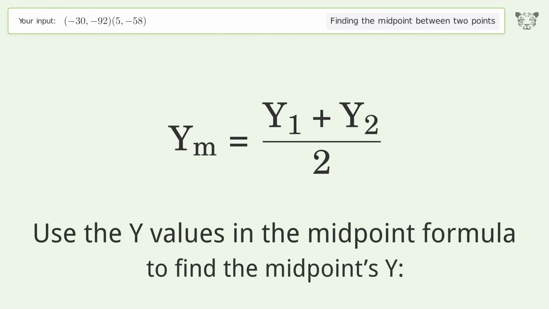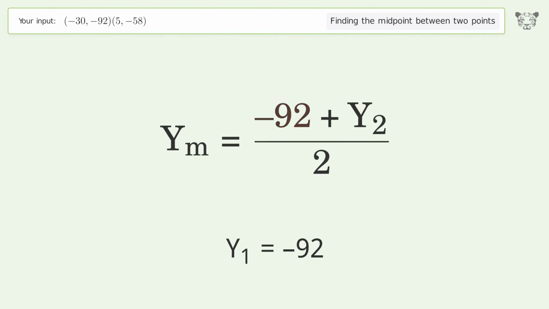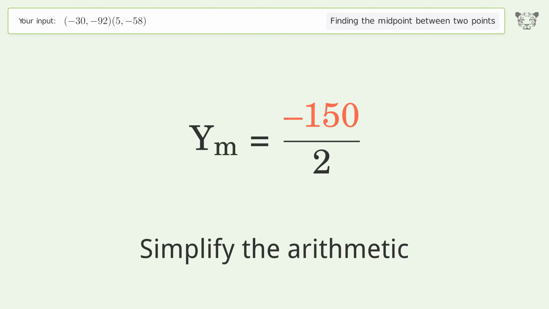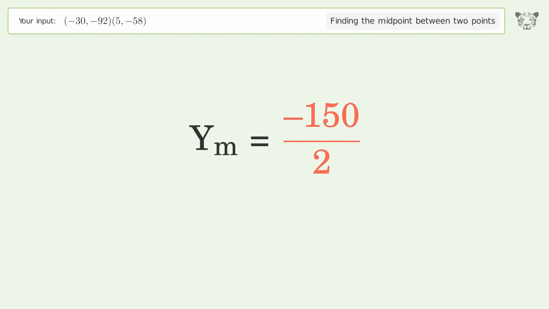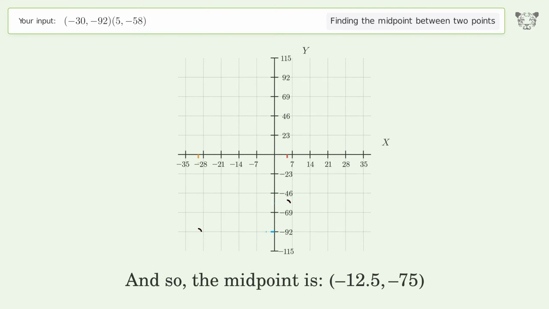Use the y values in the midpoint formula to find the midpoint's y. y1 equals negative 92. y2 equals negative 58. Simplify the arithmetic. And so, the midpoint is negative 12.5, negative 75.